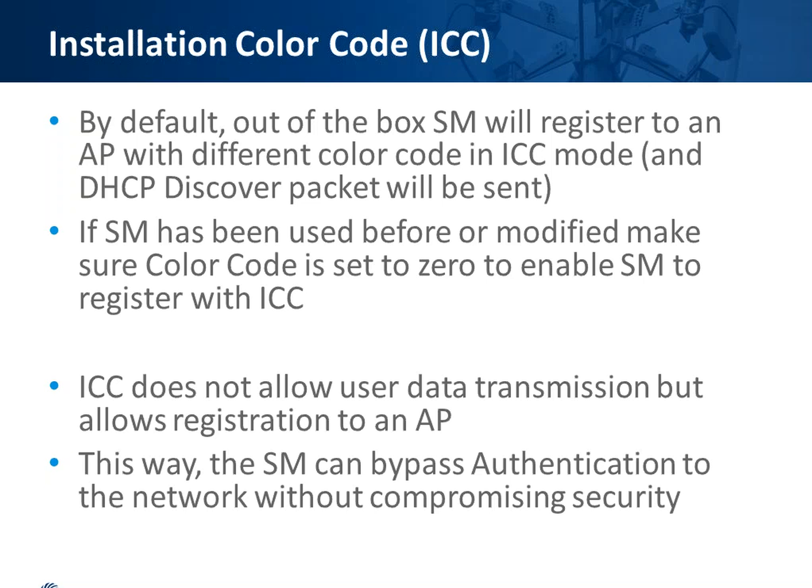Installation color code doesn't allow data transmission, but allows you to register to an AP. So you can bypass the authentication to the network, but you're not compromising the security of the network. If you connect using installation color code, you're not allowing data transmission, but you're allowing connection to the AP. So you can do certain things with the SM.